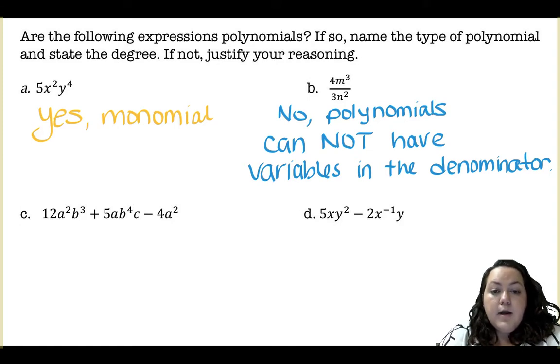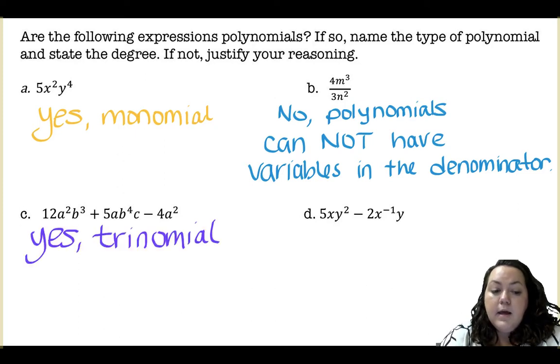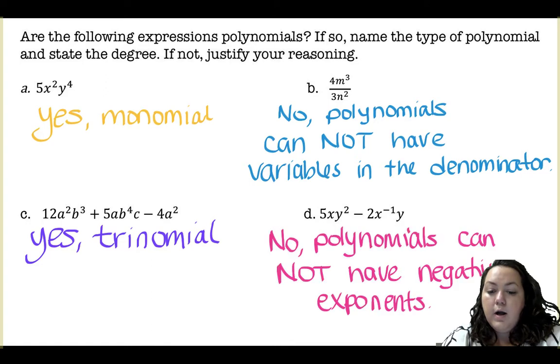Okay, the next one, I have 12a squared b to the 3rd plus 5a b to the 4th c minus 4a squared. And that would be a polynomial, and it would be classified as a trinomial because it has 3 distinct terms separated by addition or subtraction. And D, I have 5xy squared minus 2x to the negative 1, y. So this would not be a polynomial because we cannot have negative exponents.